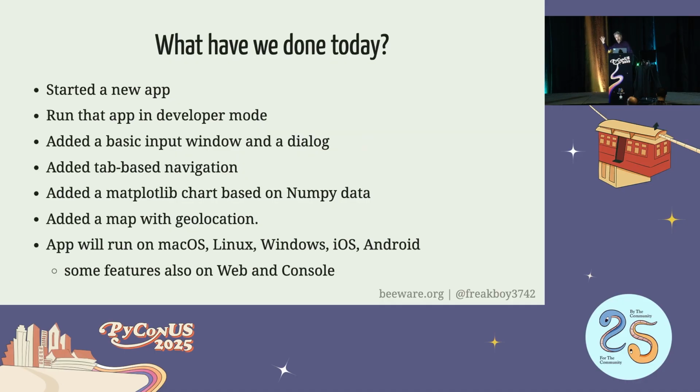So, a quick recap of what we've done in the last 20 minutes. We have created a new application. We've run that app in developer mode, which allows us to rapidly iterate on the development of the app. We've added some basic input widgets like buttons and text inputs, and we've displayed results in a dialog. We've added tab-based navigation between pages of content. We've added a map and integrated a phone's geolocation services to control the display of that map, including requesting the permissions required to access those geolocation services.